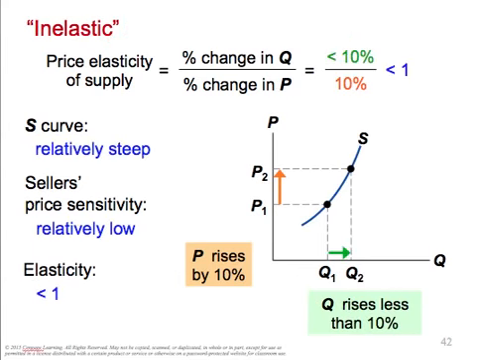Now, let's look at a fairly inelastic curve. Pretty vertical. The supply curve is relatively steep, and the seller's price sensitivity is relatively low. There's very little movement along this from here to here. If the price was here, and the price was here, it didn't cover a wide range of quantities. In this case, price rises by 10%, quantity rises by less than 10%. Again, these are just given examples to illustrate. That would indicate a price elasticity of supply that's less than 1. That's inelastic. Less than 1 was an inelastic demand, and less than 1 is an inelastic supply.